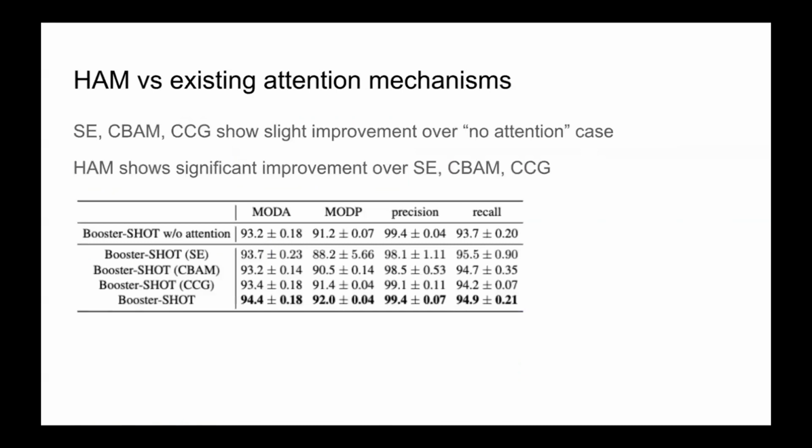Next, I would like to show you the results from comparing our HAM with existing attention mechanisms, such as squeeze and excitation, CBAM, and CCG. So all of these previous methods show slight improvement over the no attention case, but they cannot replace our homography attention module in terms of performance, as it shows significant improvement over the three.